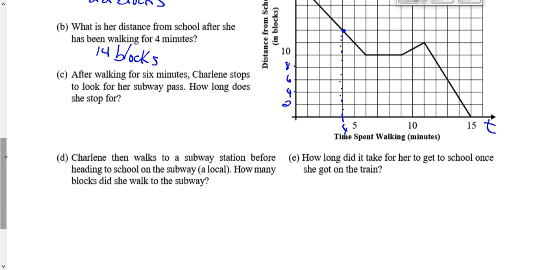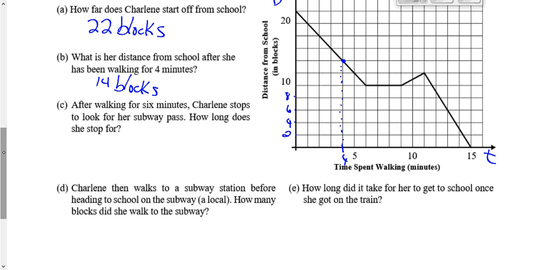After walking for 6 minutes, so it's like a new input. So let's go out here to 6. Here's 6. She stops to look for her subway, but how long does she stop for? 4 minutes. 3 minutes. How can you tell? It's from 6 to 9, and then she starts walking. Oh no, that's 3 minutes. Right. So this part of the graph that's happening over time, remember, that's her distance. That part I just highlighted, is her distance changing over that time? No, it's horizontal, right? She's not getting any closer or any further away. And how long does she stay there? She stopped for 3 minutes.